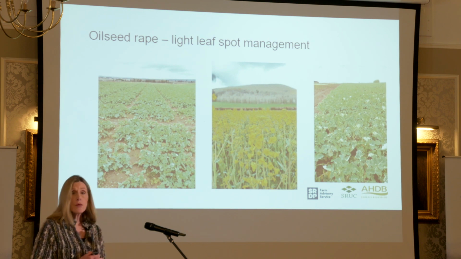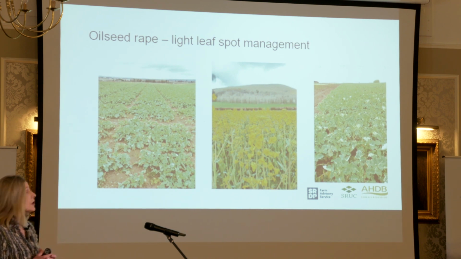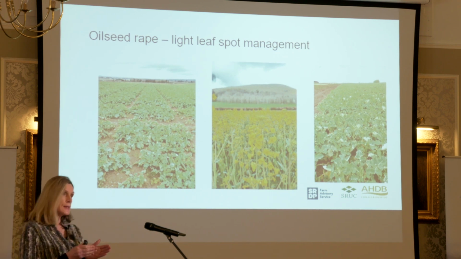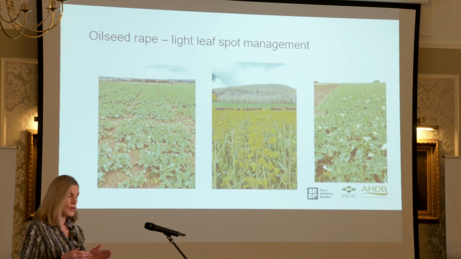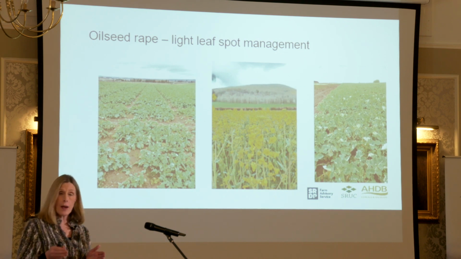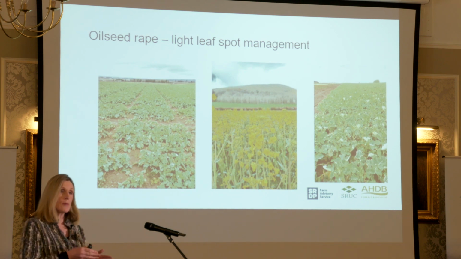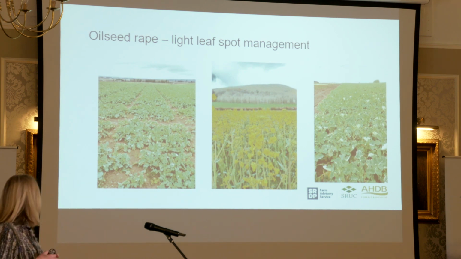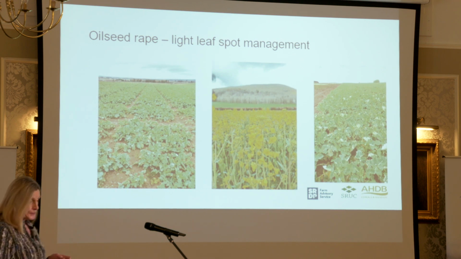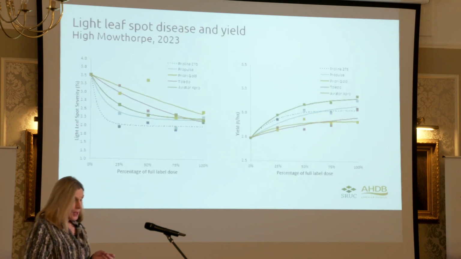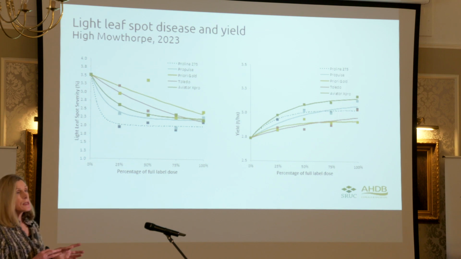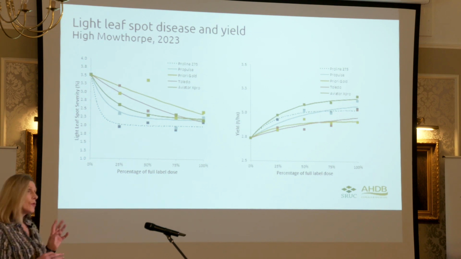So finishing with some slides on oilseed rape and light leaf spot management. So again, it's a disease that's historically worse in the northeast. It's driven by wet and warm summers, so we are in that pattern. And where we have quite a lot of light leaf spot over the summer, that increases your risk moving into the winter crops. I'm showing you the disease data from the ADAS High Mothorpe site for 2023.